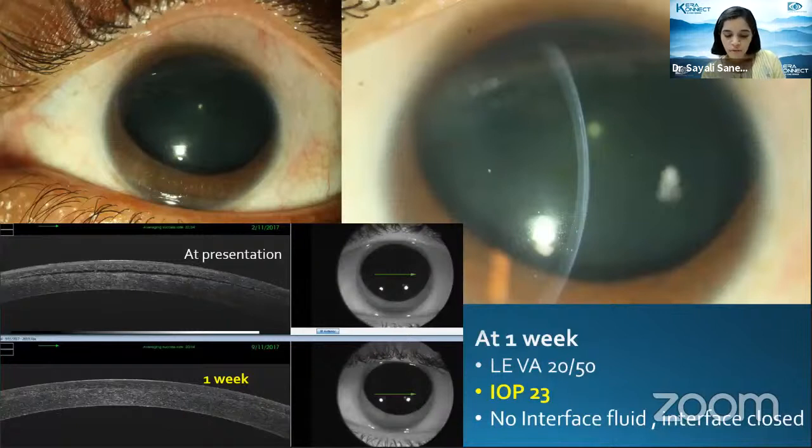At 1 week, the visual acuity in the left eye had improved to 20/50. Slit lamp examination and ASOCT images showed resolution of microcystic edema. The fluid in the interface had disappeared and the interface had closed. The intraocular pressure with applanation was 23. It was high, but the actual value could be even higher than this. So we decided to continue the same treatment. We continued the anti-glaucoma medications. Next slide.